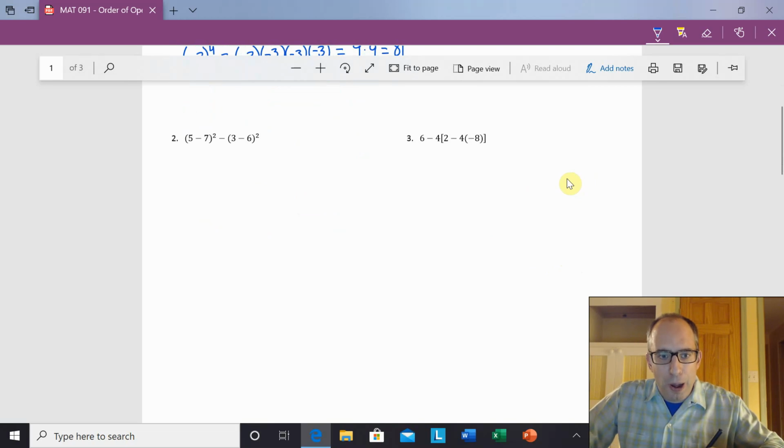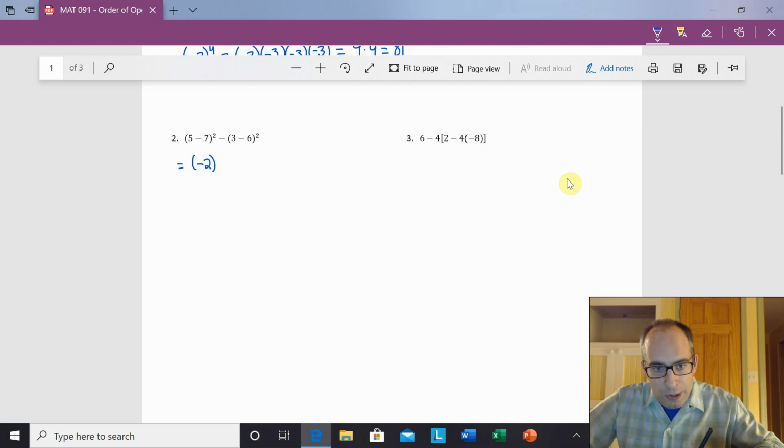There we go. So number 2, we've got parentheses, and there's stuff going on inside the parentheses, so we'd have to do that first, right? So what we're going to do with number 2 is we'd say we got to deal with that 5 minus 7, which is negative 2. And then we're going to have to square that. And then we're going to subtract. And then this other set of parentheses, 3 minus 6 is negative 3. And we're going to square that.